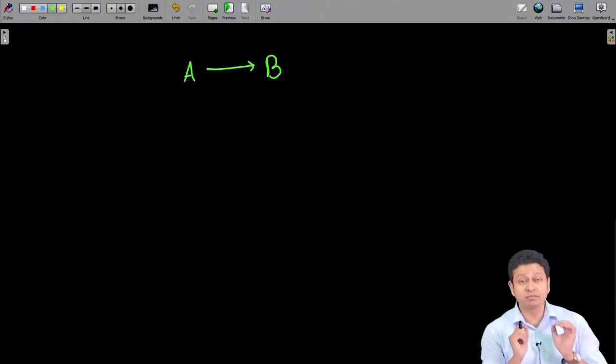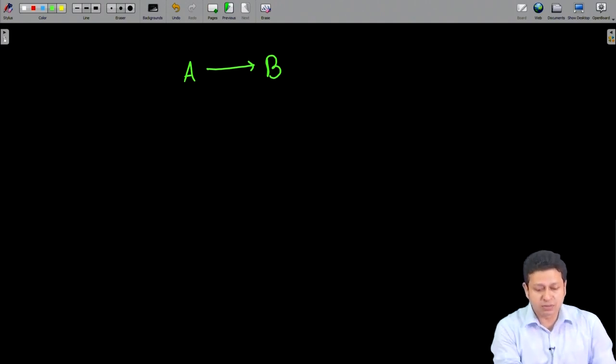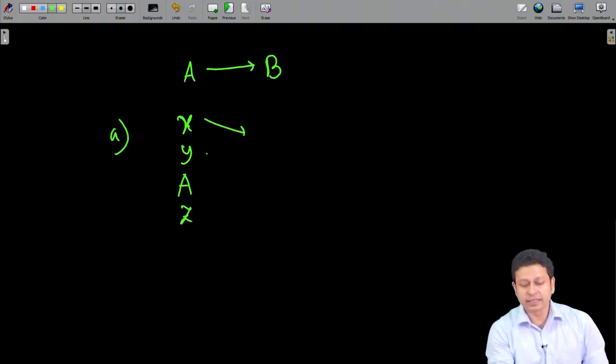Now, how do we really come to establish that this is actually happening? If just two factors are varying together, does it ensure causality? Now I will give you some scenarios. One could be that there are so many other factors. Let's say there is a factor X, a factor Y, and there is also our A, and a factor Z, and all of these cause B.